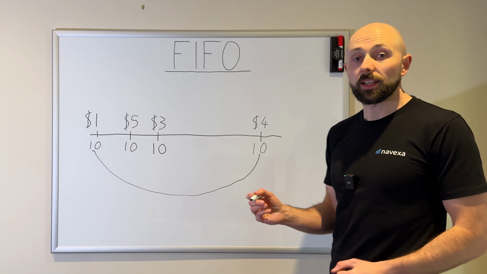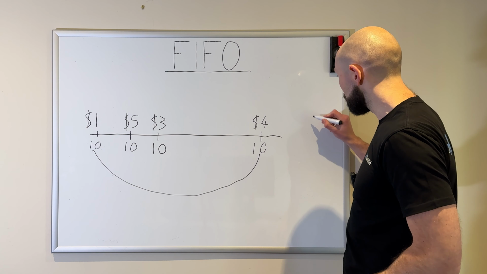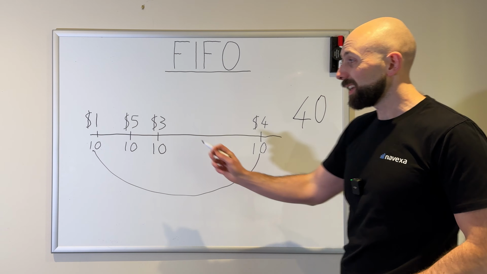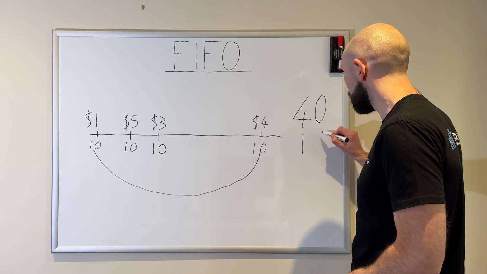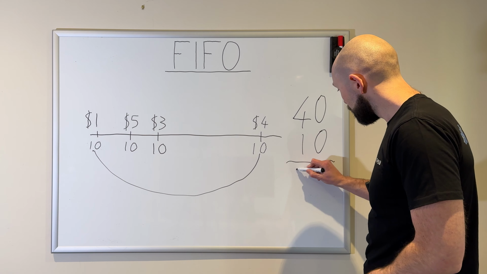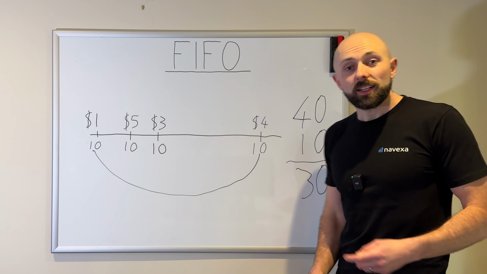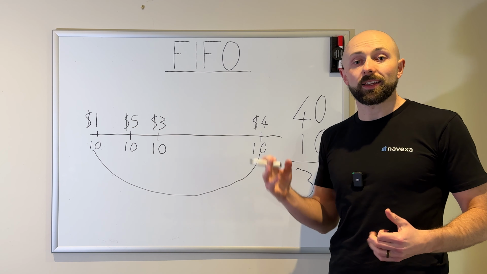So the way that we then calculate the gain, so our sale value was 4 times 10. So that gives us $40. And our purchase value is 1 times 10. So $10. Then we simply do 40 minus 10, gives us a nice capital gain of $30. Now because that's a capital gain, that means we're going to pay capital gains tax on that. So that is a basic example of how FIFO works.